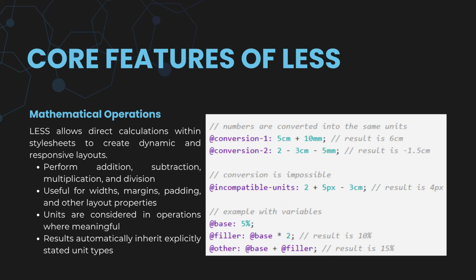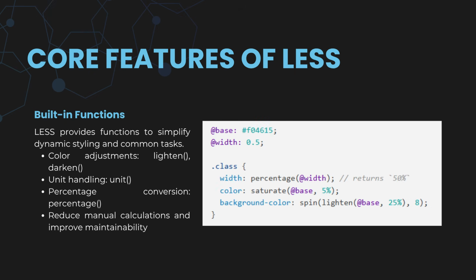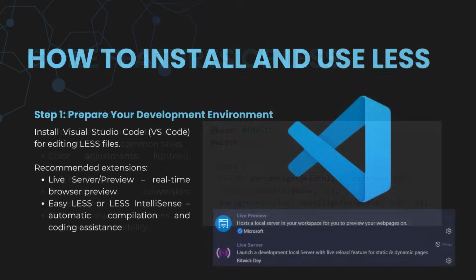Less also supports mathematical operations. Developers can perform calculations directly in the style sheet for widths, margins, and padding. It can handle units automatically, converting them when possible for accurate results. Lastly, Less includes built-in functions like lighten, darken, unit, and percentage. These help adjust styles dynamically, making design work more efficient without manual calculations.